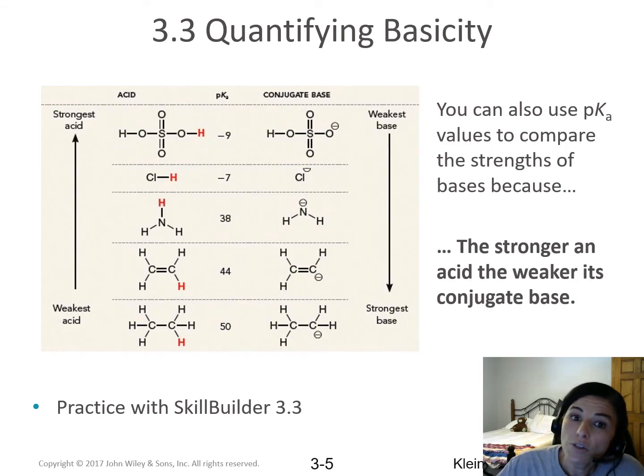You can also use pKa values to compare the strength of bases, because the stronger an acid is, the weaker its conjugate base will be. This is a concept that we will come back to in much more detail when we discuss the qualitative way of determining acid strength.